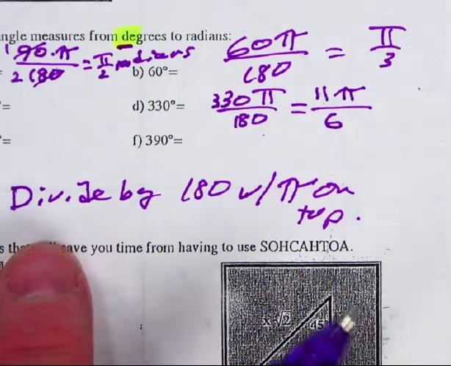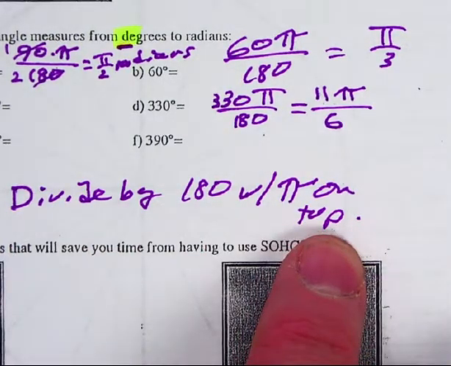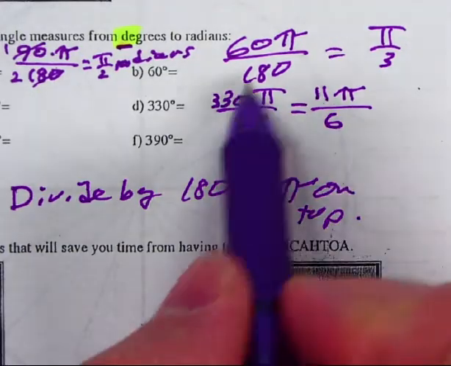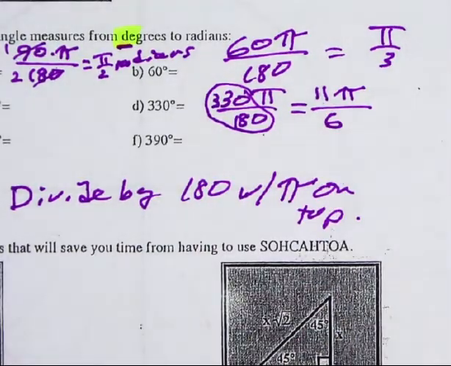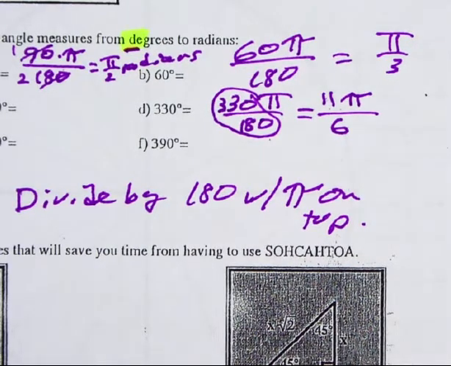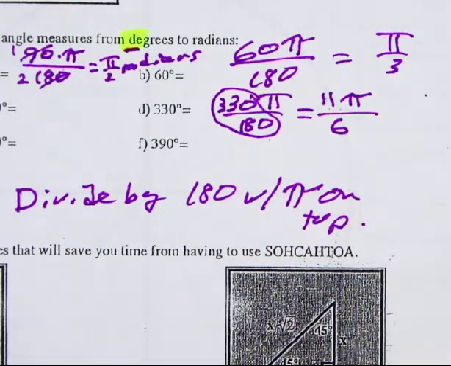Strategy: divide by 180 with pi on top. It's that simple. Reduce this fraction. They're going to have things that they both divide by: 10s, 30s, different quantities like that. All right.